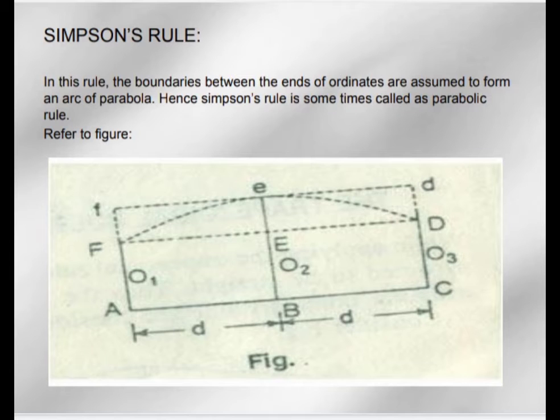In Simpson's rule, the boundaries between the ends of ordinates are assumed to form an arc of a parabola. In this rule, we have three consecutive ordinates, O1, O2, and O3. Then we have d, the common distance between the ordinates, and the area AFEDC is equal to the area of the trapezium AFDC plus the area of segment FEDEF.